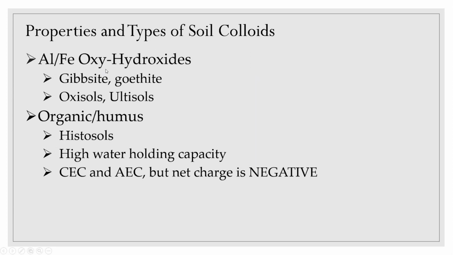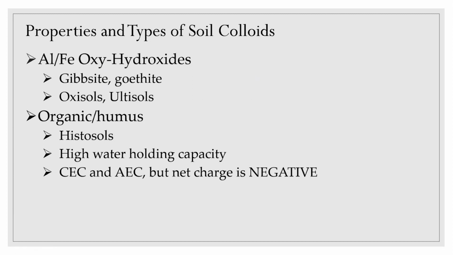Some of the other ones that you might run into, you'll hear me talk about aluminum and iron hydroxides. These are going to be highly weathered soils that do not have much charge left to them. They are highly dependent upon pH, and there's a lot of aluminum and iron, obviously. And then finally, we have organic and humus. This is going to be our greatest cation exchange capacity. This is going to be the soil colloid with the greatest cation exchange capacity.